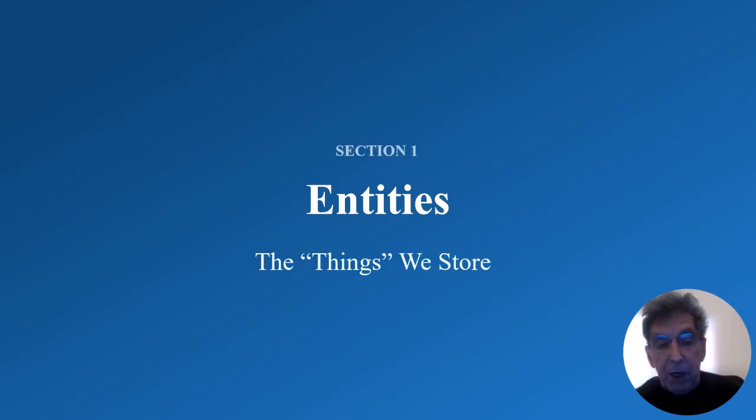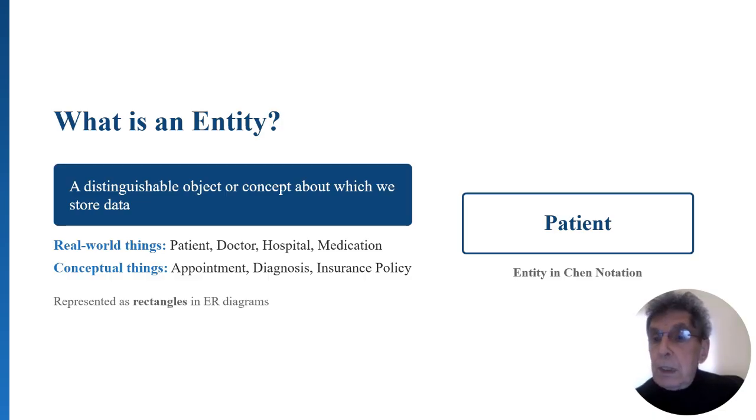Let's start with the first building block, the entities, the things we store. An entity is a distinguishable object or concept about which we store data. Entities can be real-world, tangible things like a patient, a doctor, a hospital, or a medication bottle. But entities also can be conceptual things that don't have a physical form: an appointment, a diagnosis, an insurance policy. The key question is, is this something that the organization needs to track and store information about? If yes, it's probably an entity.